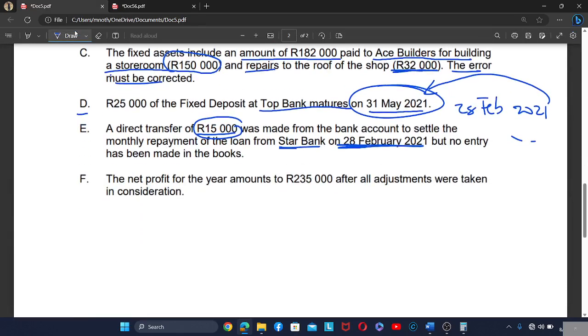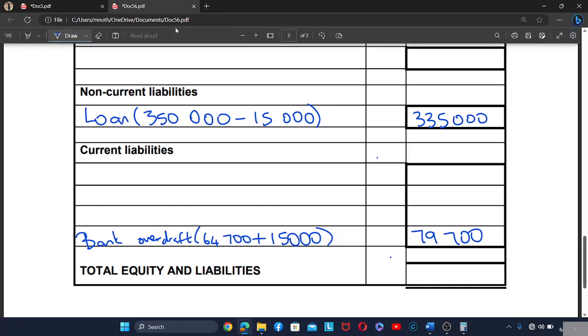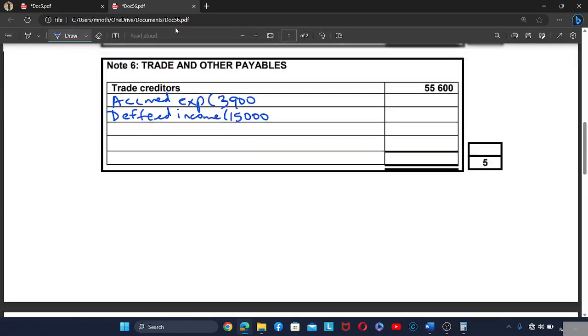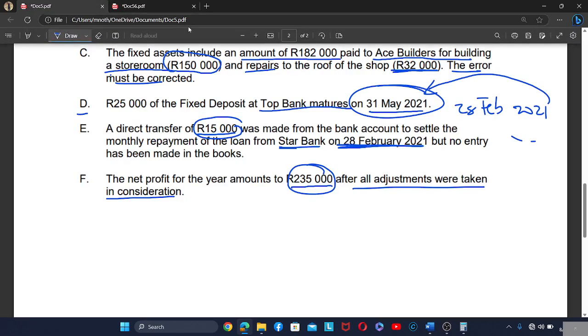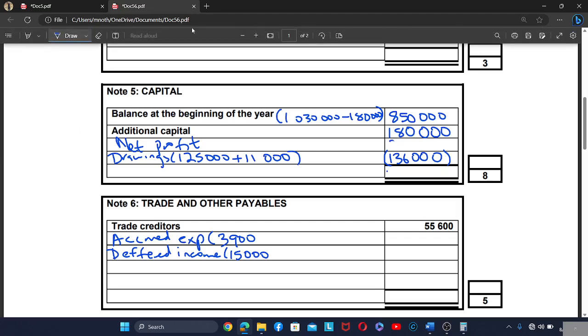And then almost done. The net profit for the year amounts to 235,000 after all the adjustments taken into consideration. So the net profit, we must record it under the owner's equity note, which is here. Net profit. The net profit is how much? 235,000.